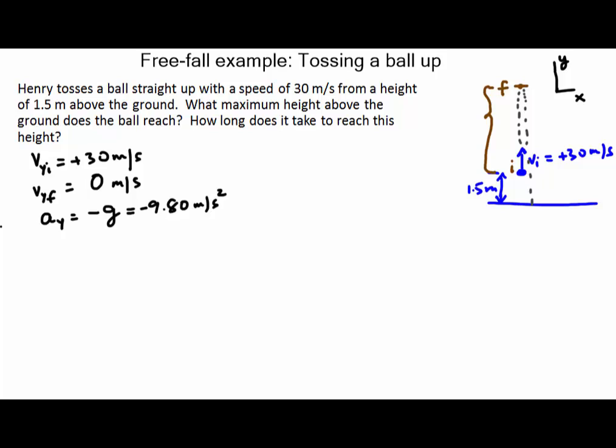And the two things I'm being asked for are the height above the ground that the ball reaches. So this height is what I'm being asked for. And you can probably see that I can't solve for that directly with my motion segment, but once I get delta y for my motion segment, which is the height from i to f over here, I can then add the 1.5 meters here to get the h, and then finally I can get the time it takes to get there.